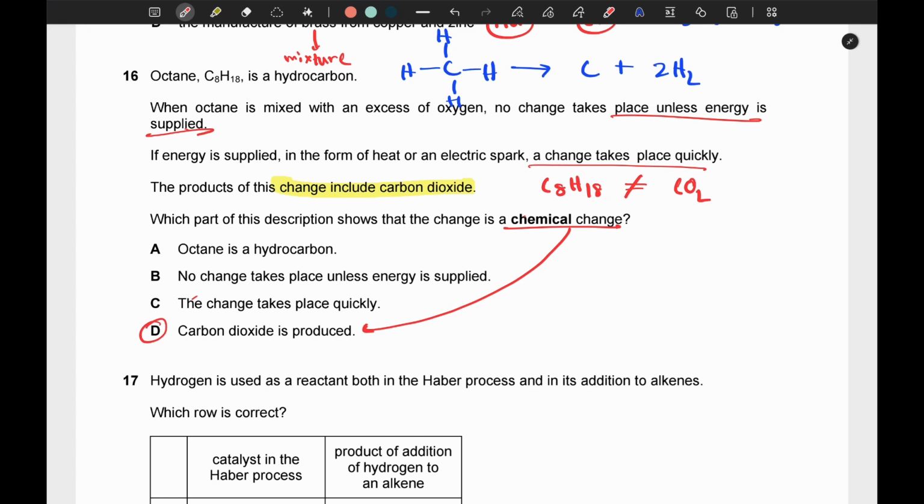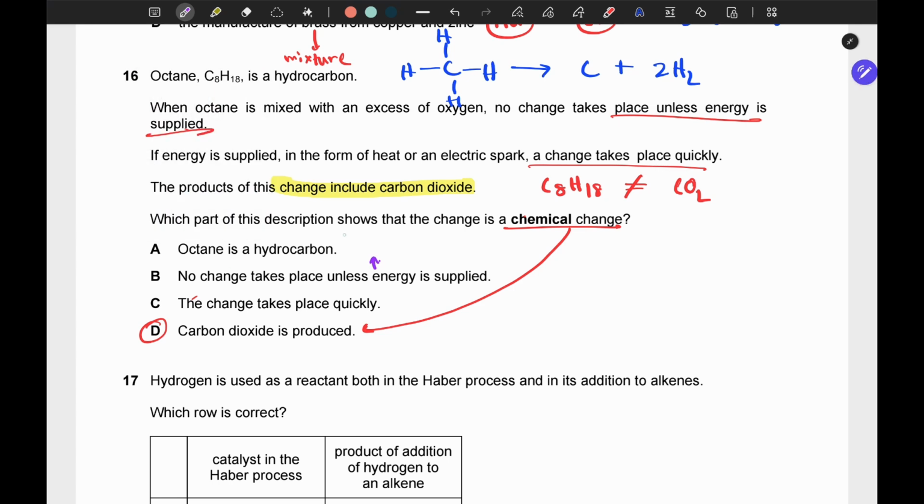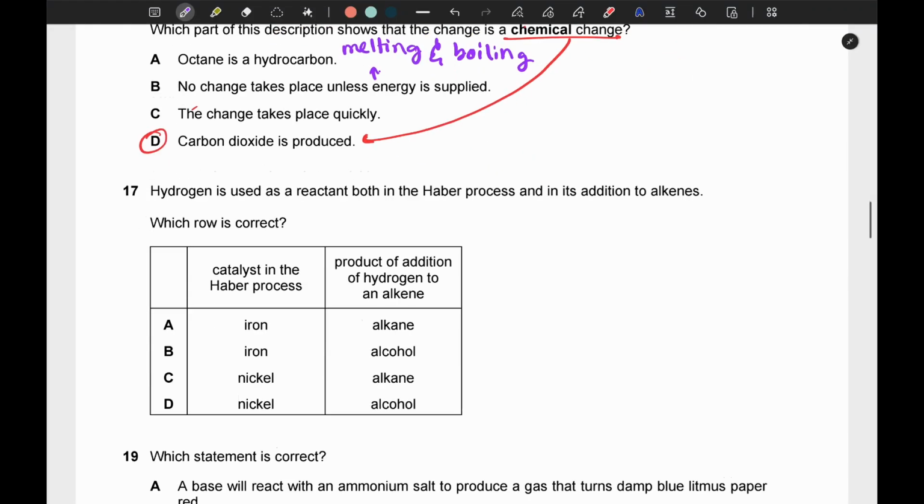No change takes place unless energy is supplied. This is not a way of determining whether it's a chemical change, because think about melting and boiling. Those processes also require heat, but they are only state changes and thus physical changes, not chemical. The change takes place quickly. That is again not necessary, because some reactions can be very slow but they will still be chemical reactions, and some physical changes can be very fast and they'll never be chemical changes.